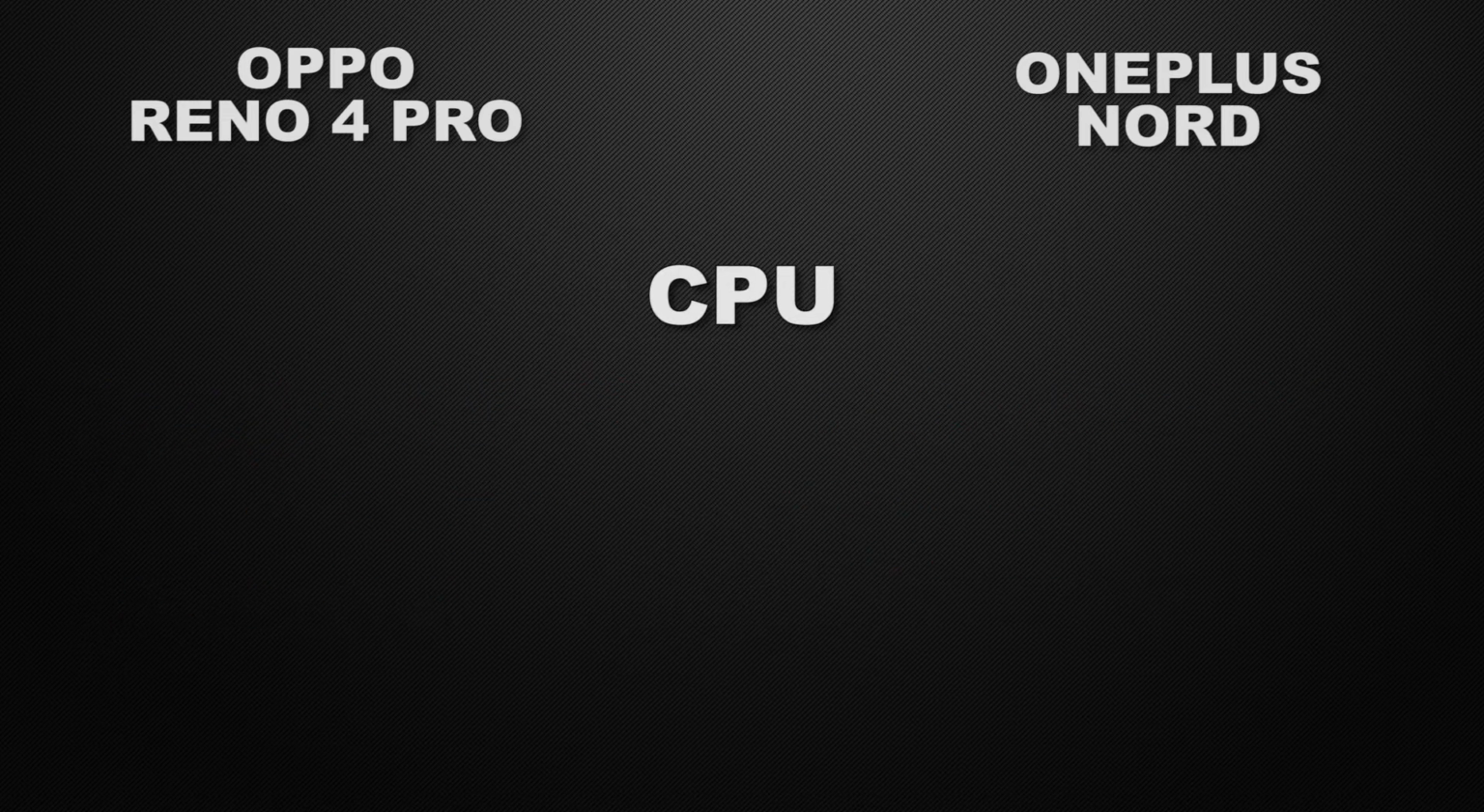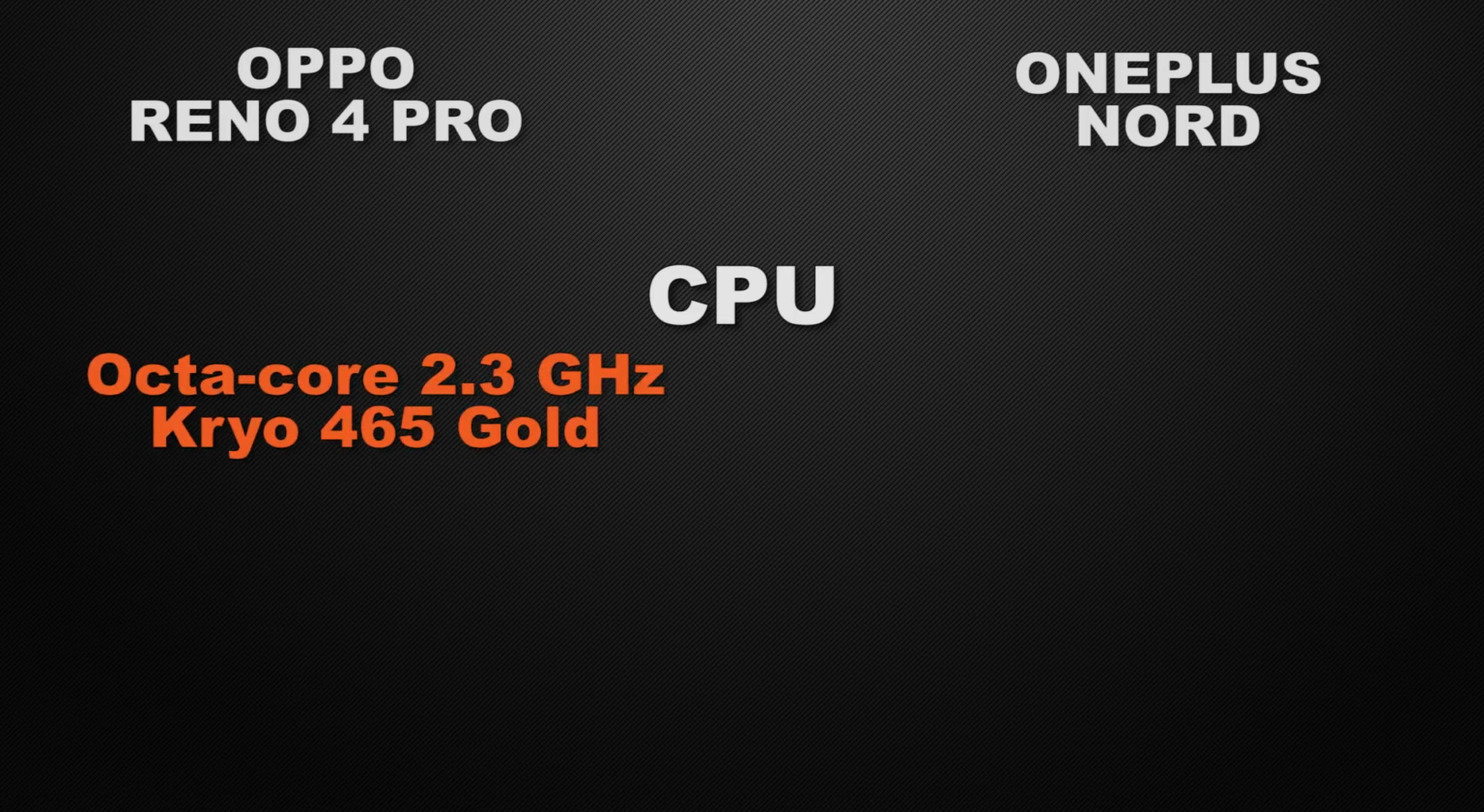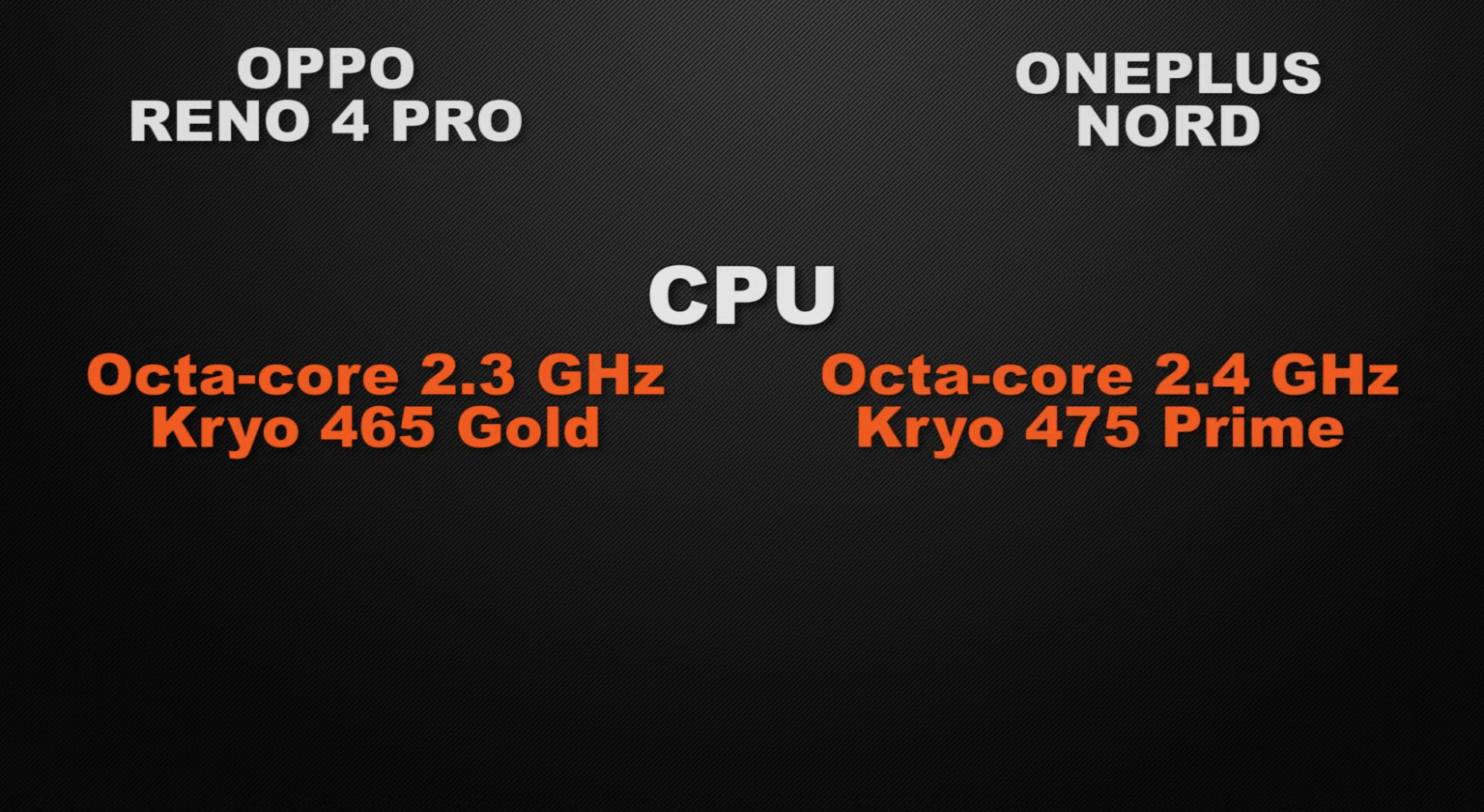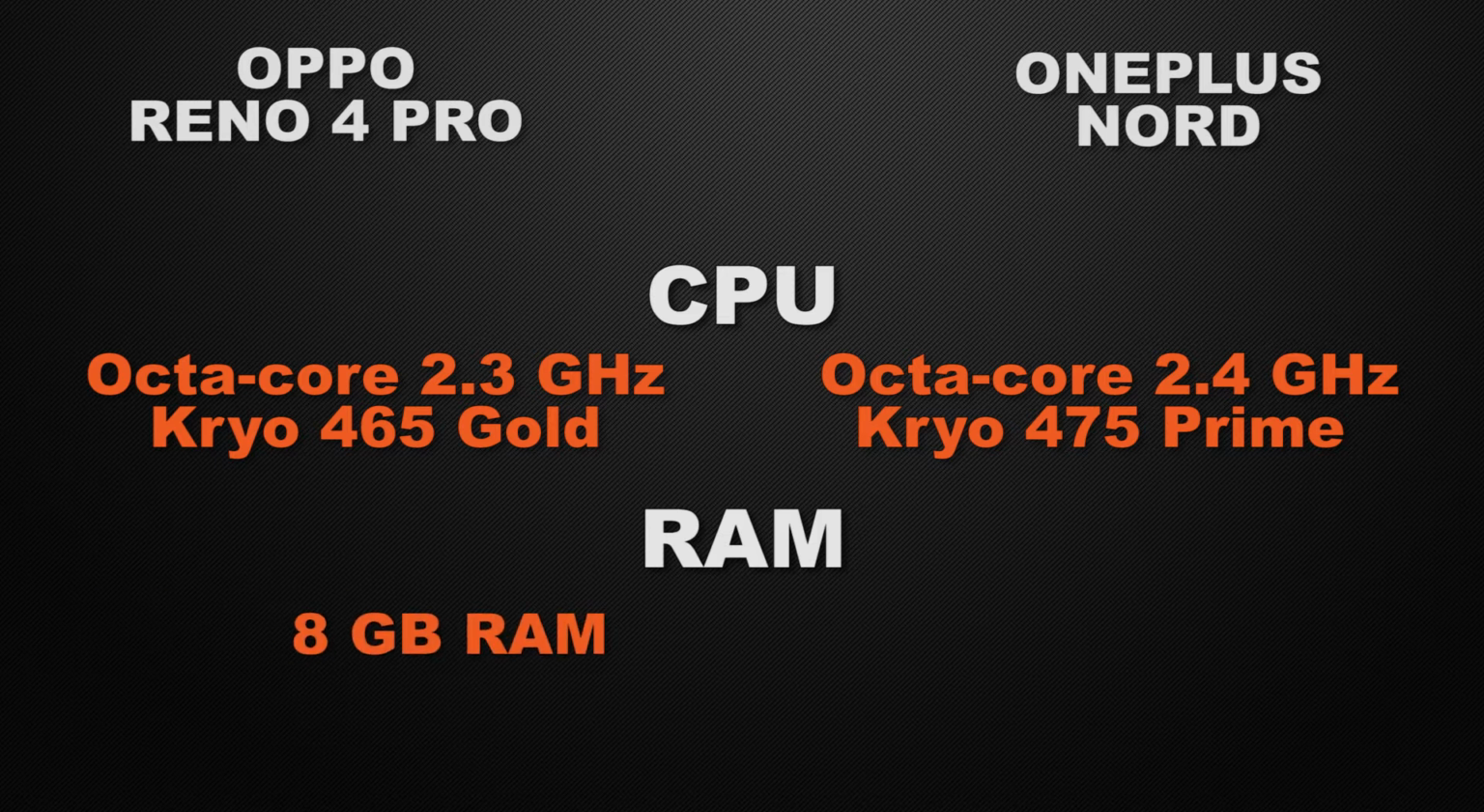Let's talk about the clock speed of the devices. Reno 4 Pro can clock at 2.3 GHz based on an octa-core chipset and Nord can clock at 2.4 GHz based on an octa-core chipset. So the winner here is OnePlus Nord because of the higher clock speed. And about the RAM options of the devices, Reno 4 Pro only has an 8GB RAM option and Nord has 6, 8 and 12GB RAM options. So the winner here is OnePlus Nord because of multiple RAM options.